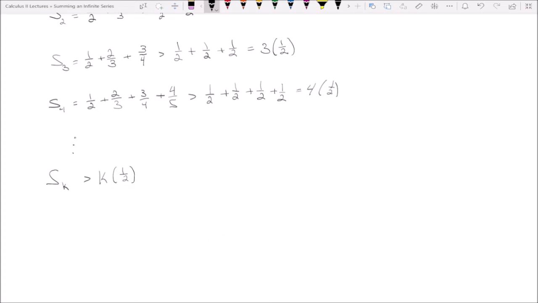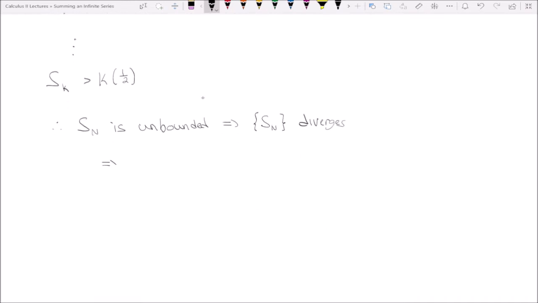Notice that what this means is that the sequence S sub n is unbounded, which implies that the sequence of partial sums diverges, which implies that the series n equals 1 to infinity of n over n plus 1 also diverges.